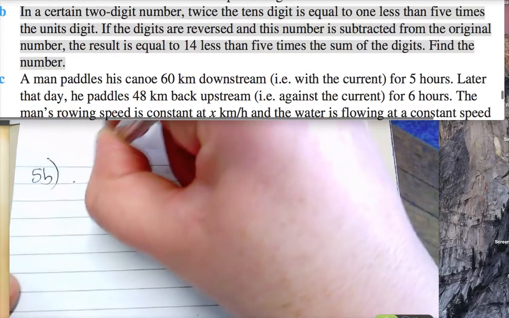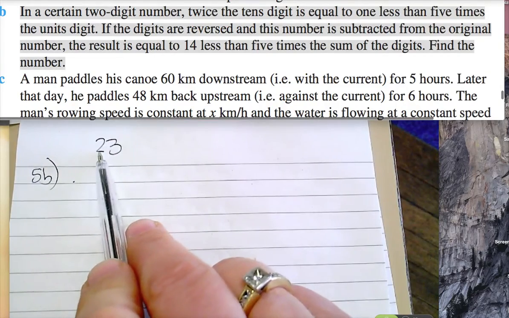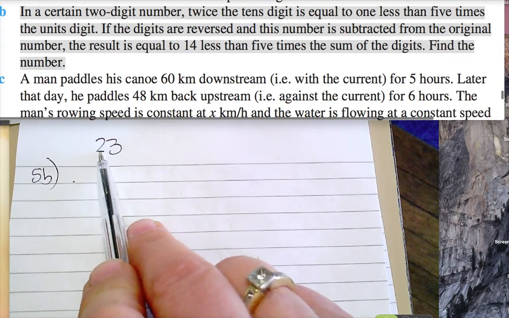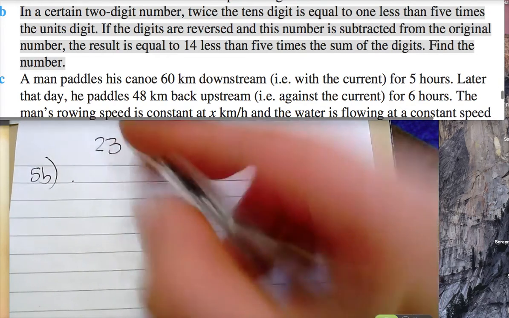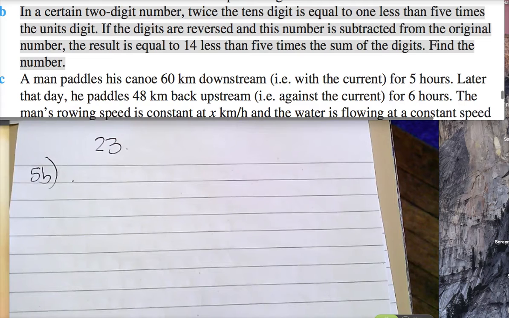Such as 23, that 2 is worth 20. And that 3 is in the units column. See, that's in the tens column, that's in the units column. So just remember that. So it says in a certain 2-digit number, twice the tens digit is equal to 1 less than 5 times the units digit.